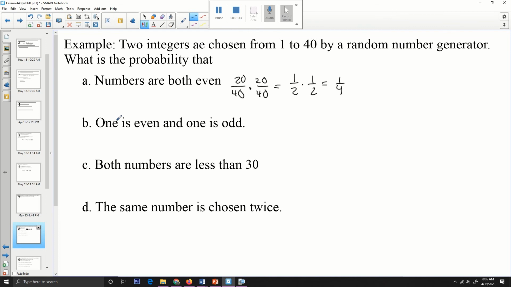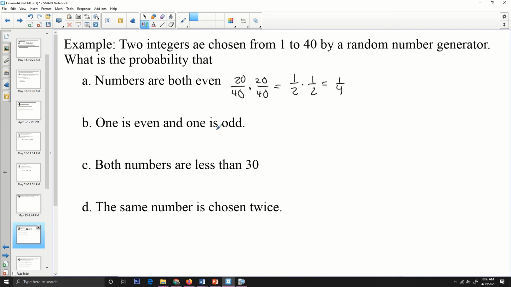So what is the probability that one is even and one is odd? Now this one is probably the one that gives most people the hardest because they just want to go, well, one is even, one is odd, and say it's 20 out of 40 for the even one, and then 20 out of 40 for the odd one. But that is only really half of the problem here. So let's break it down.